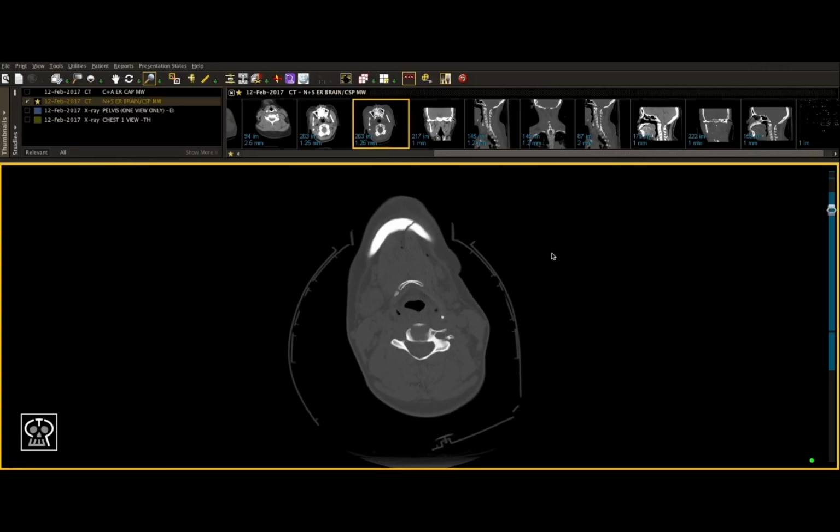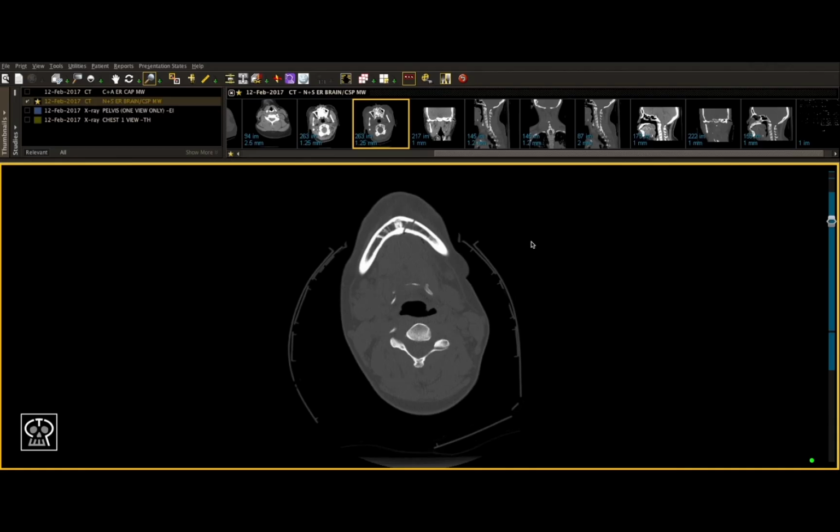Scrolling upwards, I see my inferior border of the mandible, and right away you can see a break in both cortices and a fracture line extending between the two. This is noticed immediately as this is a pretty obvious fracture, so keep in mind, sometimes fractures can be this obvious, or sometimes more subtle.